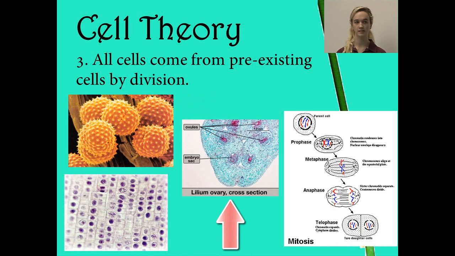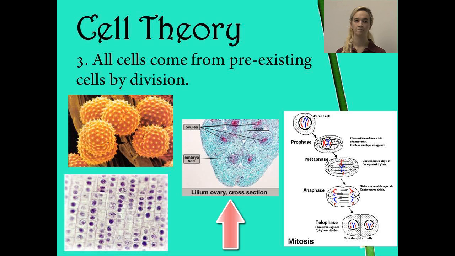If you cut a really thin slice of a lily, stained it, and put it on a microscope, it looks like this. You can see the ovules, which are sort of the egg of the plant, and then the embryo sacs, where when the pollen and the ovule meet, they go and make an embryo sac. And that's 2 cells coming together to make a whole plant.